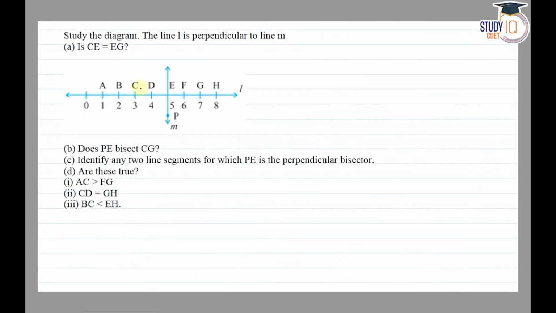Hello everyone, this question appears in class 6 NCERT chapter of Understanding Elementary Shapes. This is the fourth question of its exercise 5.5. So the question says, study the diagram. The line L is perpendicular to line M.